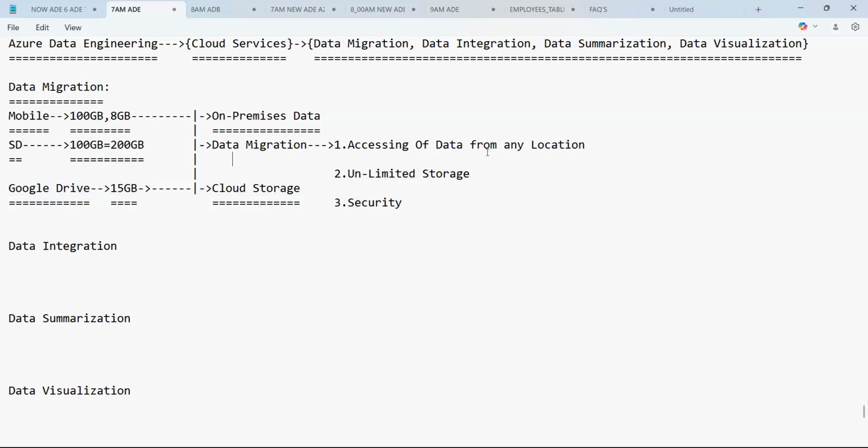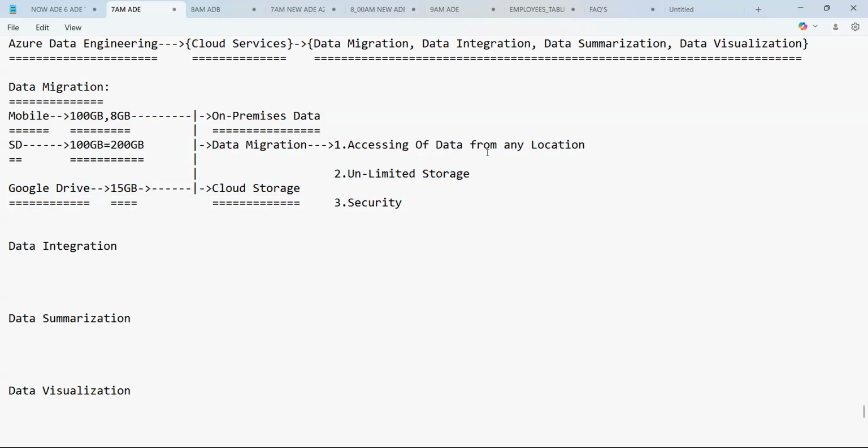So all this is called what? The process of what? Data migration. So data migration is nothing but what, guys? Moving the data from the on-premises network to the cloud network is called the data migration process.